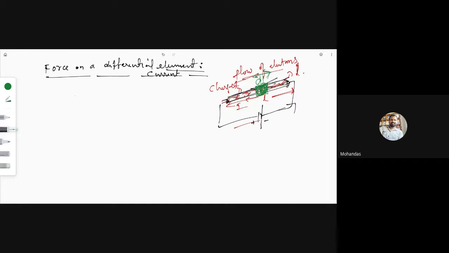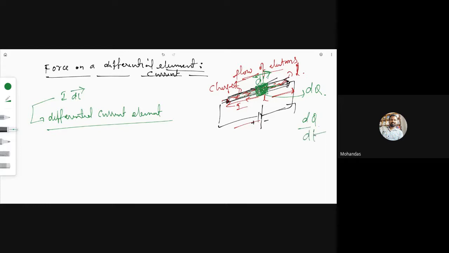Okay. Then what can I say? Idl. What is this Idl? Idl is differential current element. Okay, now in the differential length there are charges called dq, and these are flowing with respect to time. Then dq by dt. So what is the dq by dt? Time rate of flow of charges is what? I.